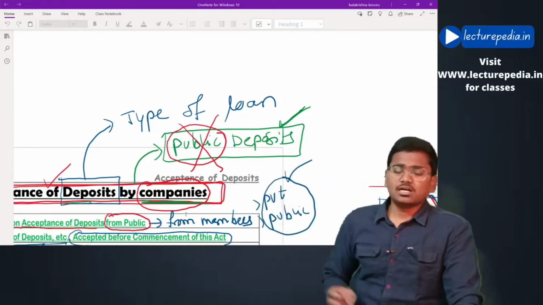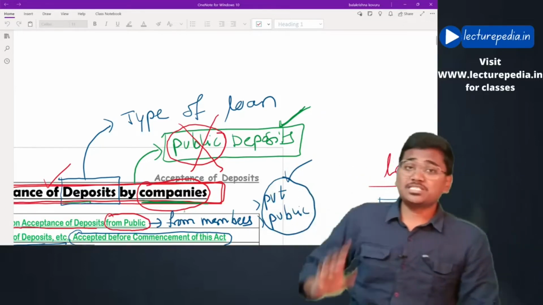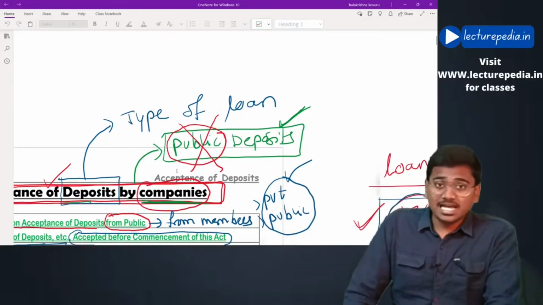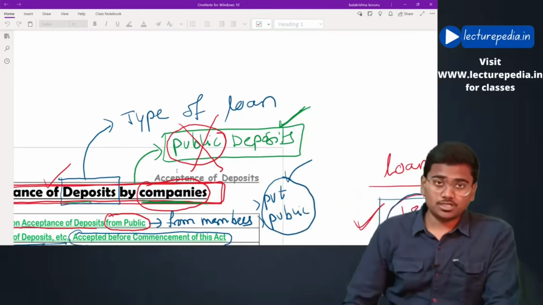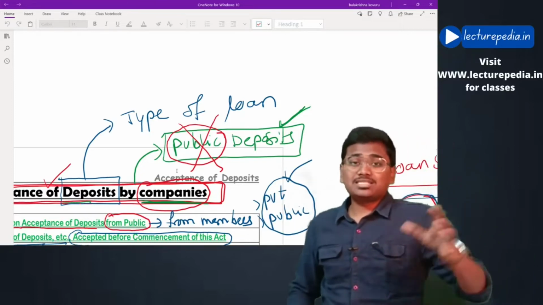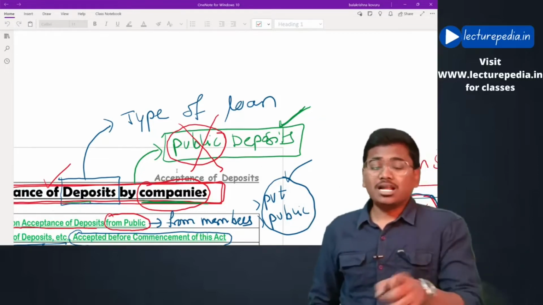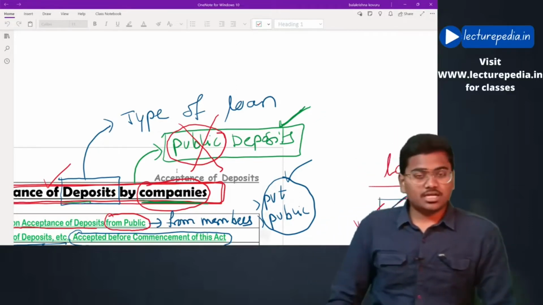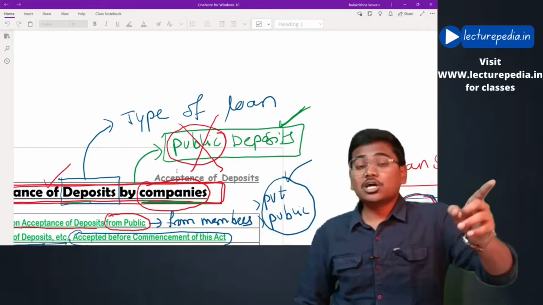Hope this is clear. After that, there should not be any subsisting default, and at least 5 years should have elapsed from the last date of making good the last default. Okay, even that point we have discussed. After that, the deposits that you are accepting from members can be either secured or unsecured. Okay, if at all they are secured, then proper charge must be created. And for accepting deposits from members, you need general meeting, ordinary resolution.